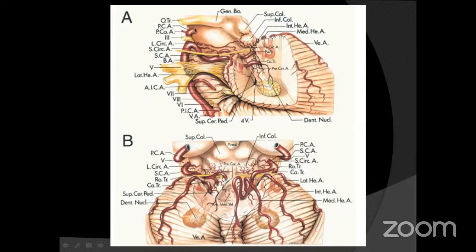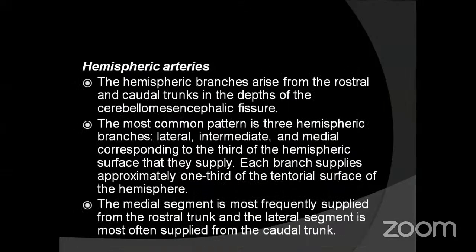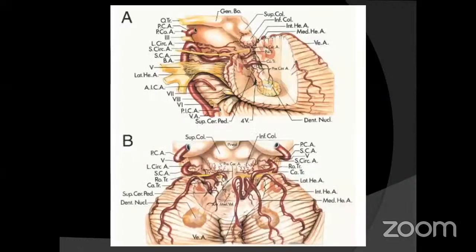Now usually we have 3 hemispheric branches: a lateral hemispheric artery, an intermediate hemispheric artery, and a medial hemispheric artery. So the hemispheric branches arise from the rostral and caudal trunk in the depth of the cerebellomesencephalic fissure, that is the S3 segment. The most common pattern is 3 hemispheric branches, a lateral one, an intermediate one, and a medial one, corresponding to the third of the hemispheric surface that is supplied. So we have 3 major hemispheric arteries, which are the cortical branches.